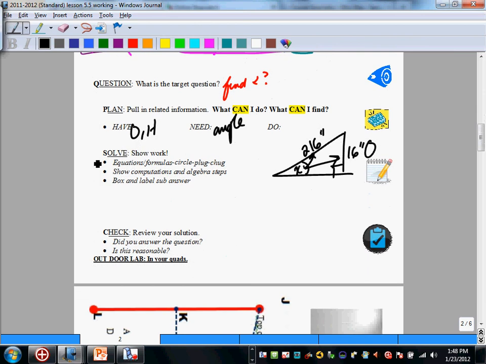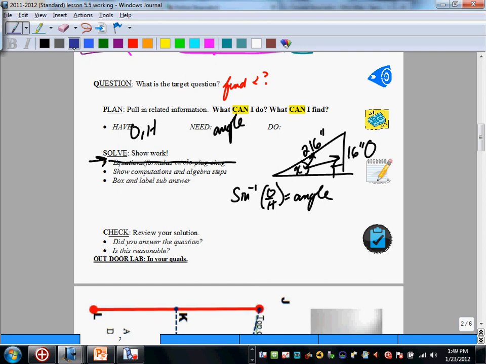See, it says right here, equations, circle, plug, chug. So I write my equation out. It's OH, so it's sine inverse of 1. Why? Because it's an angle. Opposite over hypotenuse gives you the angle. So write the equation out. Notice what I'm doing. All these little cue words that I'm giving you, you should follow them. Don't skip the writing of the equation.